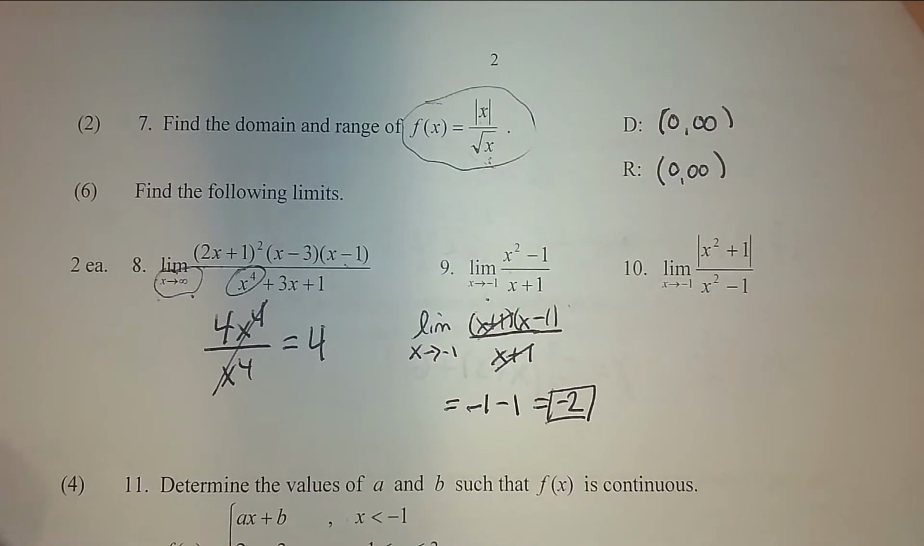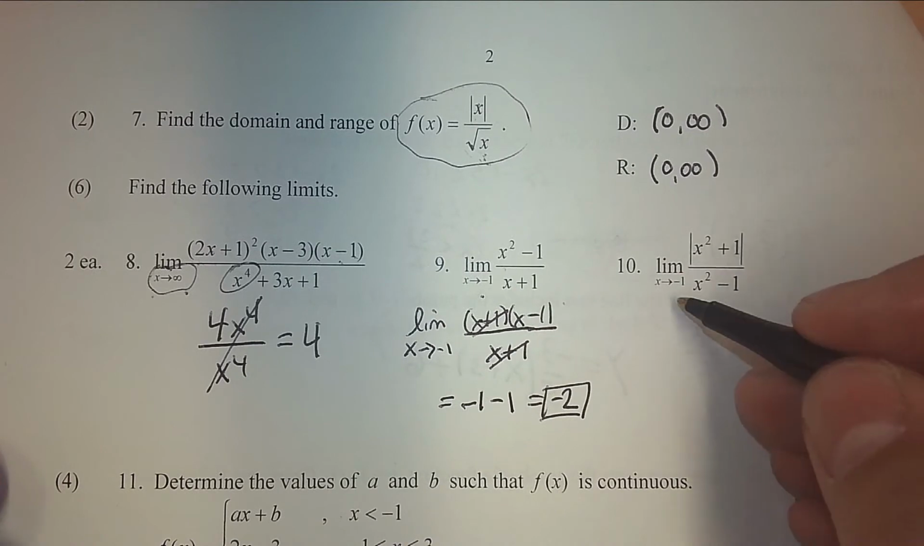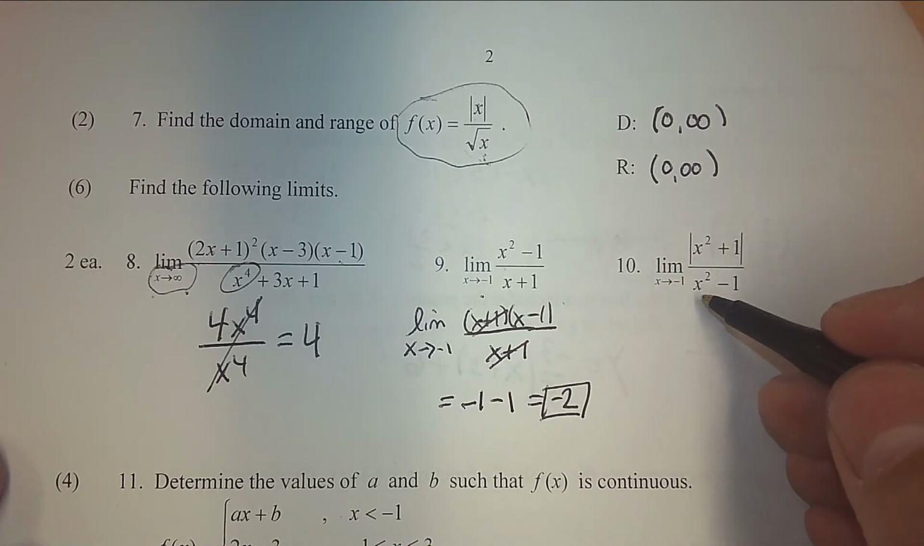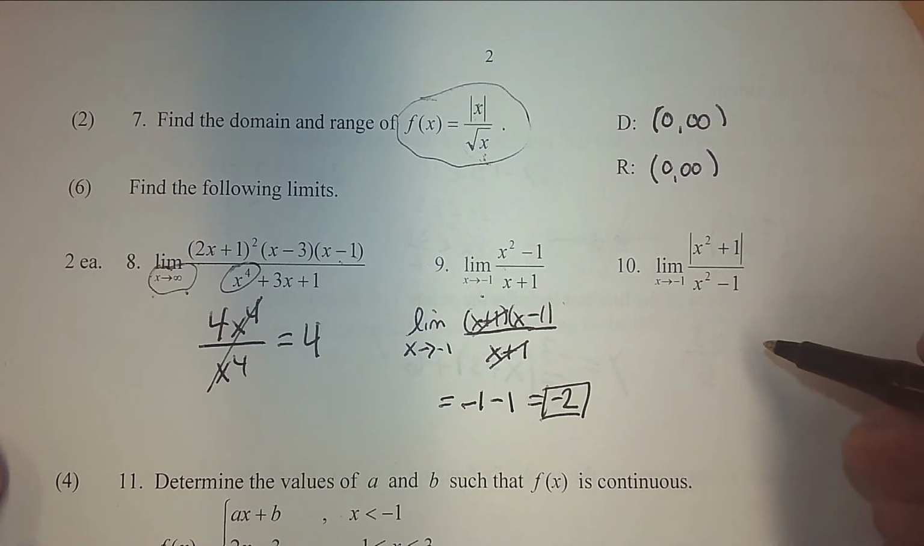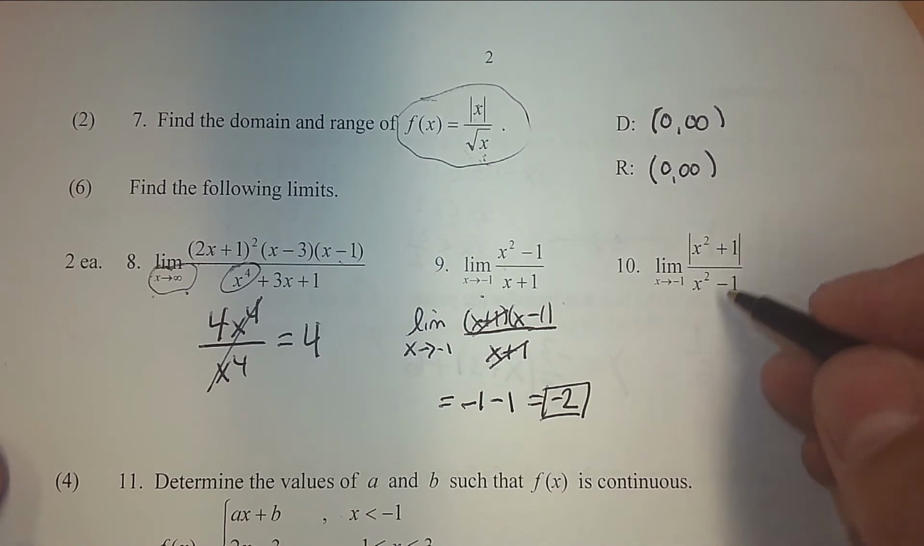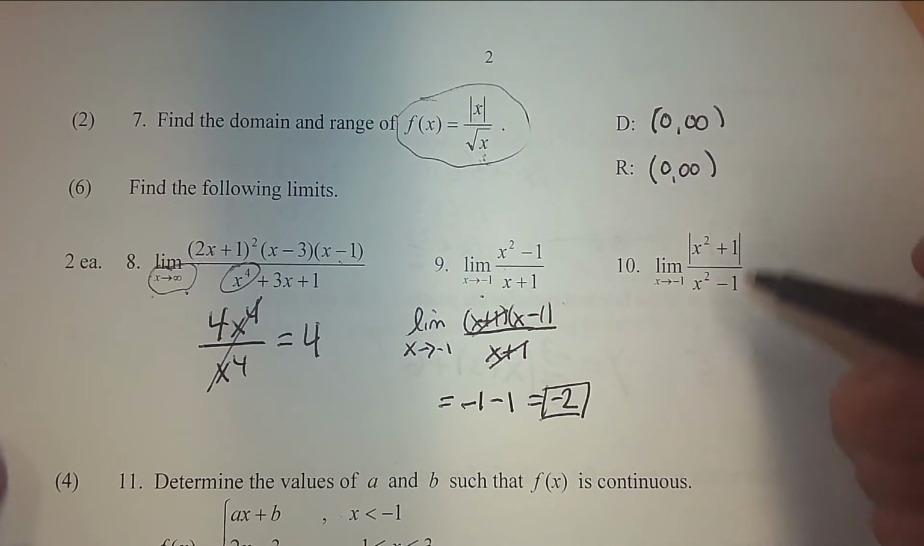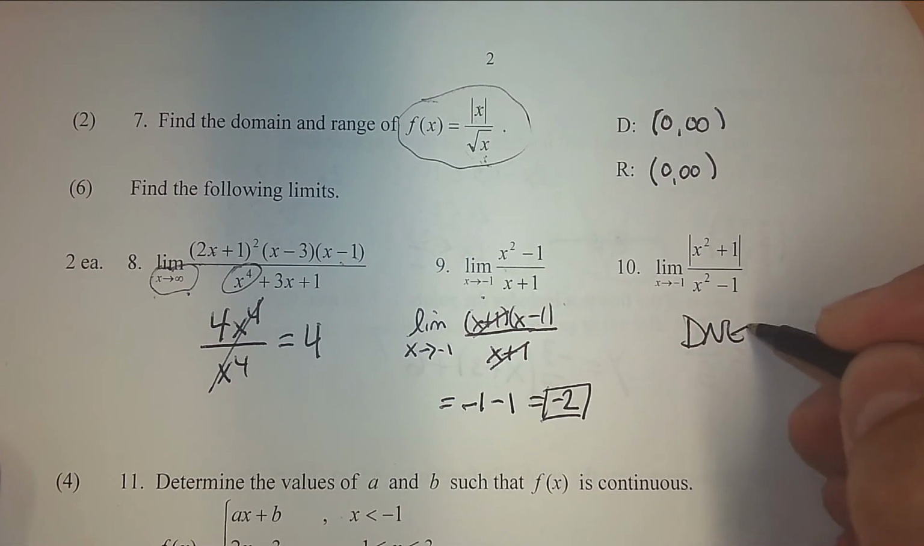I want you to compare that to 10. Again, it's a substitution question. The challenge is that when I plug in negative 1 into the denominator, you get 0. But there's no algebraic way to remove the denominator. X squared plus 1 is not factorable, and there's no way to remove the discontinuity. And because of that, this limit does not exist.